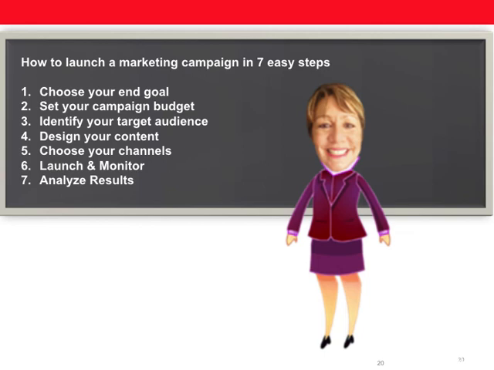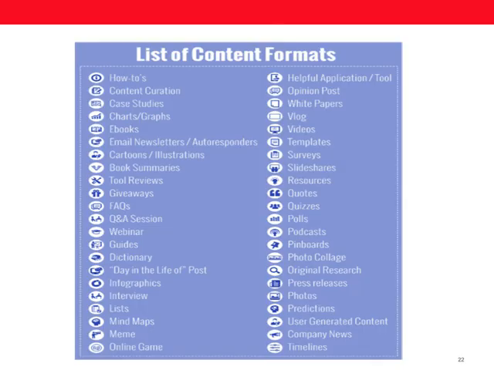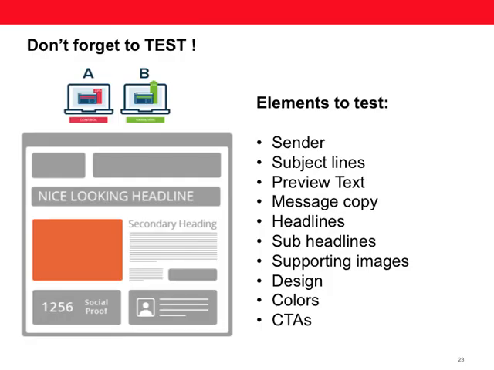Don't forget to communicate the location of the collateral with your team. Here's a list of content strategies. Don't forget to test. Elements to test: sender, subject lines, preview text, message copy, headlines, subheadlines, supporting images, design, colors, and call to action. In layman's terms, A/B testing, also known as split testing or bucket testing, is a method of comparing two versions of a web page or app against each other to determine which one performs better.